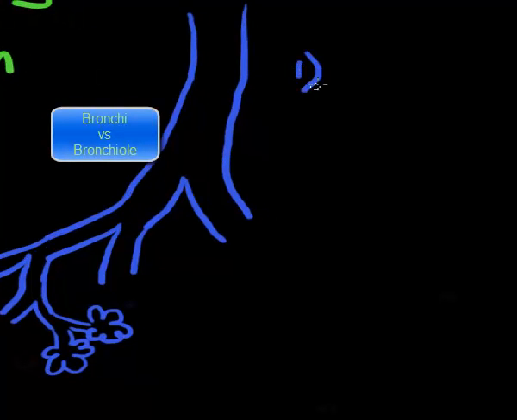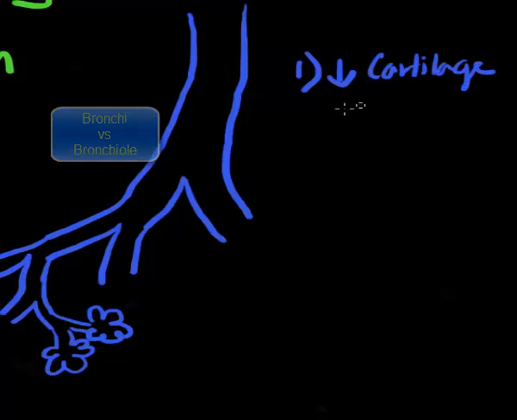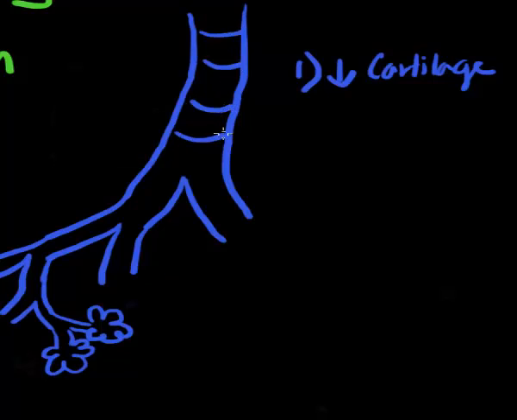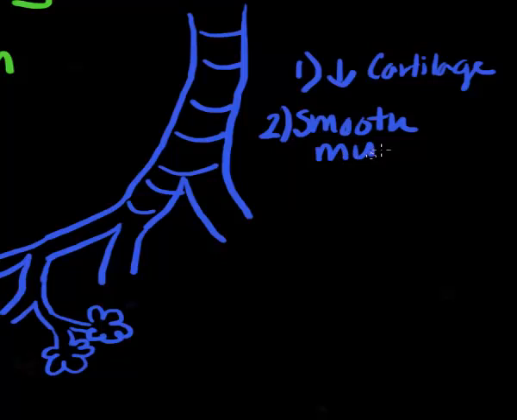Let's start with the first one, and that is the lack of cartilage. Cartilage is that semi-rigid tissue that helps maintain the shape of the bronchi, but there is none in the bronchiole. The other is the smooth muscle. In the bronchioles, there is a large amount of smooth muscle. This is one of the things that does help maintain the shape, the bands of smooth muscle.